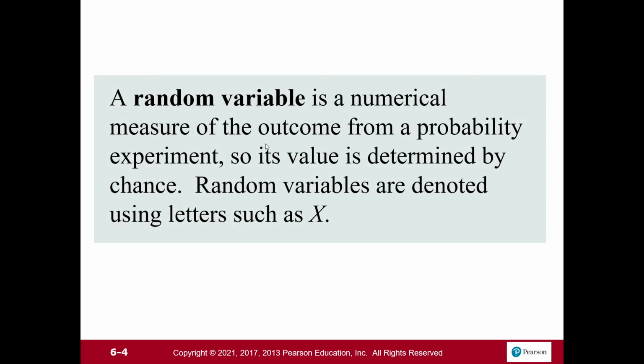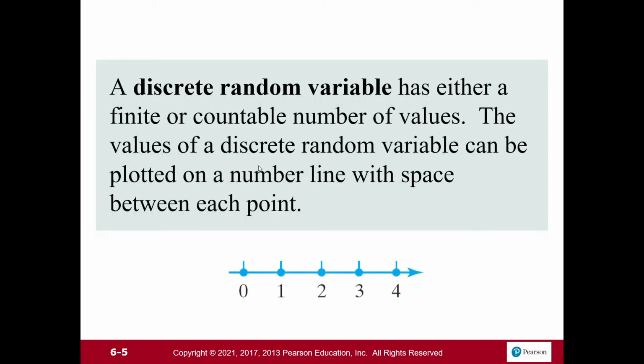So here we give the definition of a random variable in the first place. A random variable is a numerical measure of the outcome from a probability experiment. So its value is determined by chance. Random variables are denoted using letters such as X. And notice that's a capital letter X. A discrete random variable has either a finite or countable number of values. The values of a discrete random variable can be plotted on a number line with space between each point. So basically they're the whole numbers.